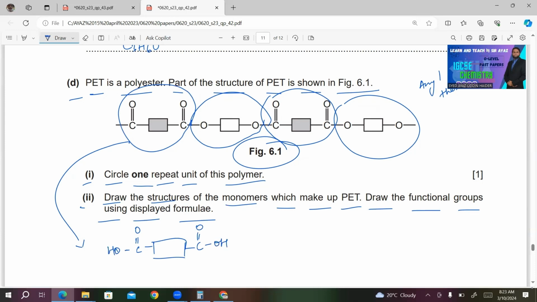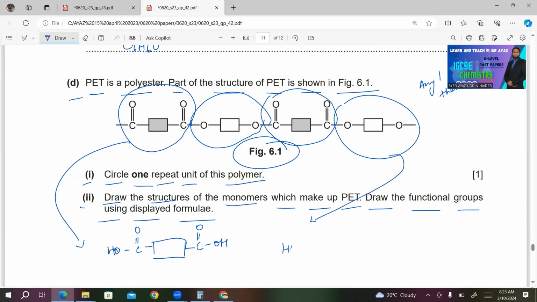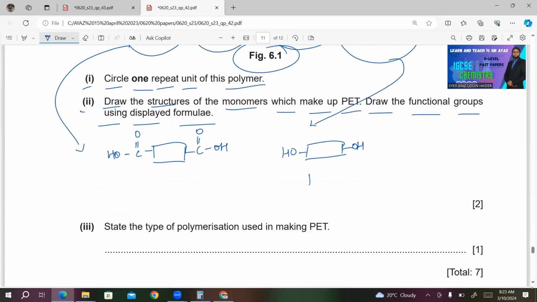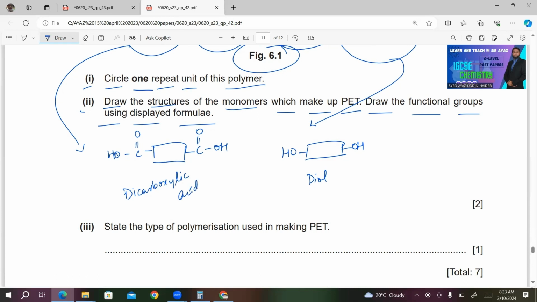What about the second functional group? This one is repeated after this one. So we'll get HO bond. So we have a diol and a dicarboxylic acid. This is the diol and this one is the dicarboxylic acid. Number 3, state the type of polymerization used in making PET. It's condensation polymerization.